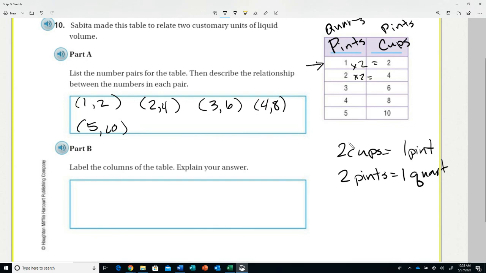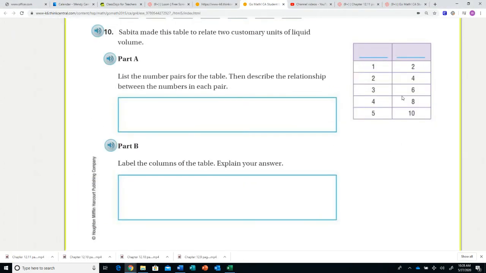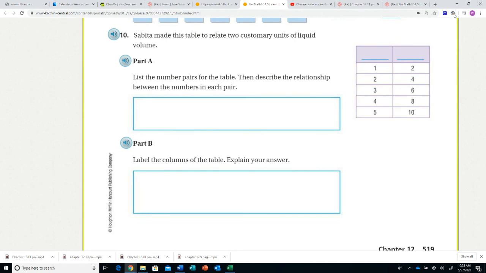There we go. All right, that is the end of question 10. So I'm going to end this half of the review, and I'll pick up in the next video on the second half.